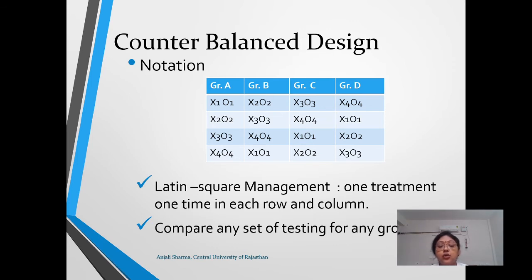And we can also test any set of the groups. Like you see, in group A O1 testing with group B O1 testing also. So we can see which group is taking the lead in this, and what the impact is in the various groups. So for every group we can compare any set of the testing to see the result of the interventions.